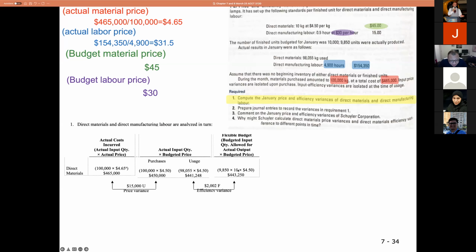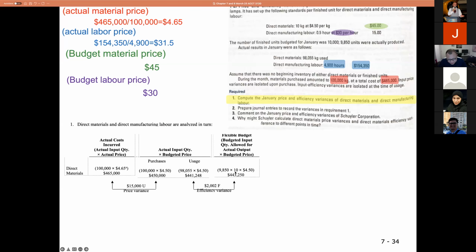Actually, you can see you are saving quite a bit of materials. According to the budget, you are going to use 98,500 kilograms, but you are only using slightly more than 98,000. So you are saving, let me do a quick calculation, 445 kilograms, okay? Therefore, this is a favorable variance.